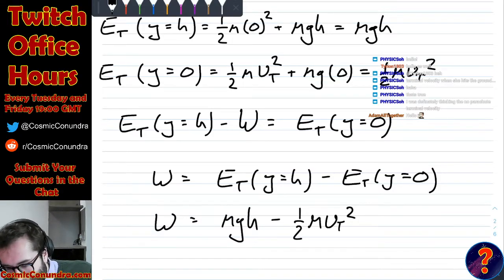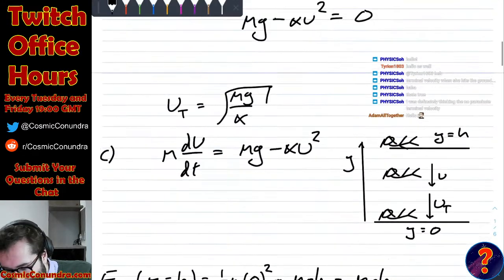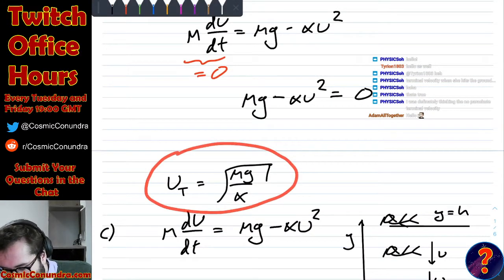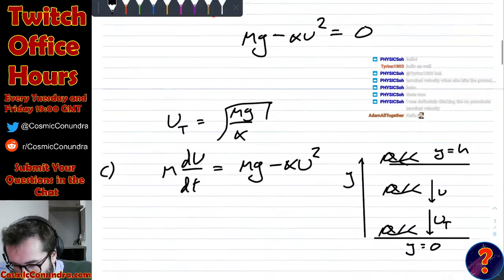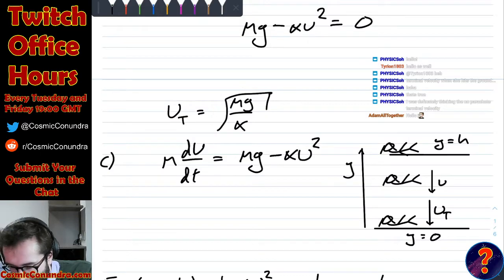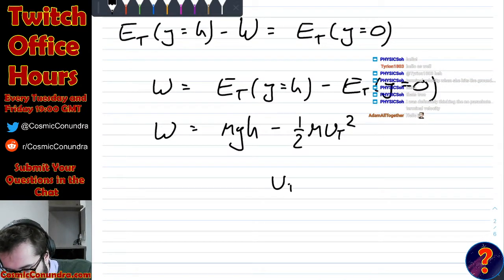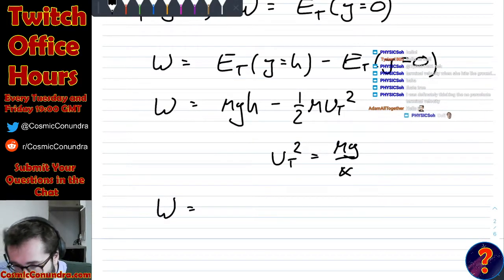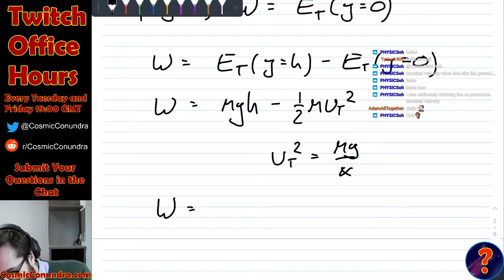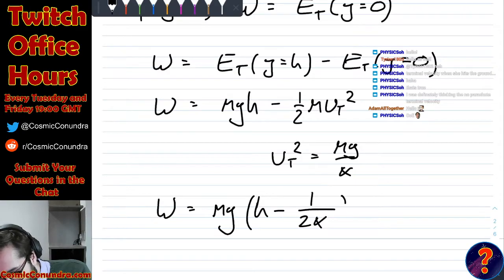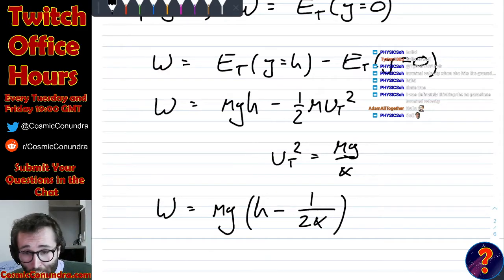Okay. And we know what vt squared is, of course. We calculated that a little earlier on. So we just put vt is root mg over alpha into what we were doing before. So from earlier we found this. If we put that all in, we get the work done by air resistance is mg times h minus 1 over 2 alpha. So that's our answer. Well, this is our approximate answer. It's not an analytic thing, and we've not completely justified it.